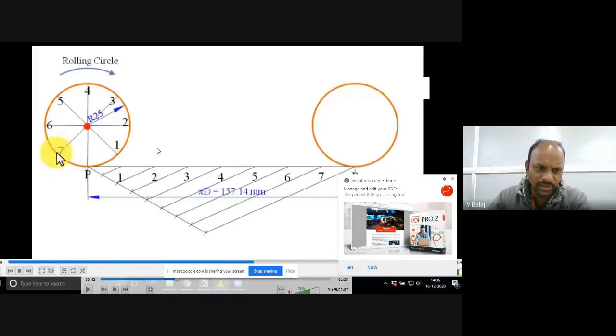Yeah, very simple. You take one radius 25 circle, divide it into 8 parts by taking 45 degrees. Since the circle is rolling clockwise, give the numbers in anti-clockwise manner: 1, 2, 3, 4. Give the first point as P. Here you start at 1, then 1, 2, 3 like this.